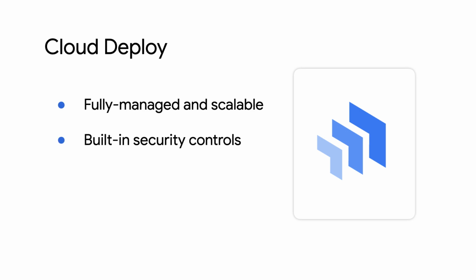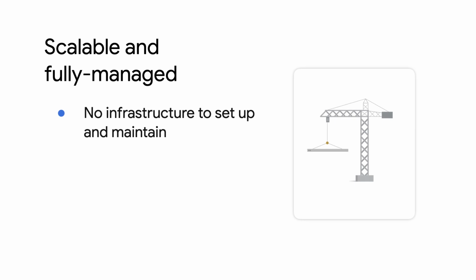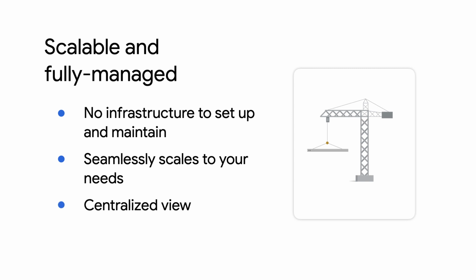Cloud Deploy addresses these challenges in 3 ways. It's fully managed and scalable, it has built-in security controls, and it integrates with your existing DevOps ecosystem. Since it's a fully managed service, that means there's no expensive infrastructure to set up or maintain for your GKE continuous delivery pipeline. Whether you're a small startup or a large enterprise, Cloud Deploy scales your continuous delivery process seamlessly and manages it via a simple declarative configuration. And however your operation scales, you can have a centralized view of all of your pipelines, releases, and deployments across all of your Google Cloud projects.